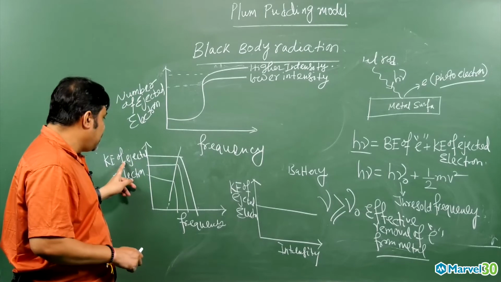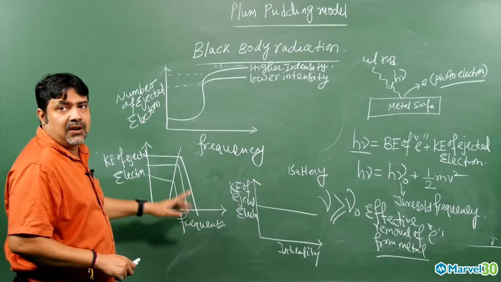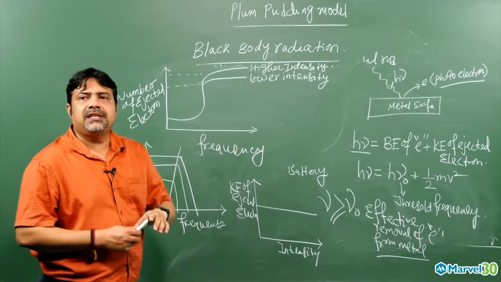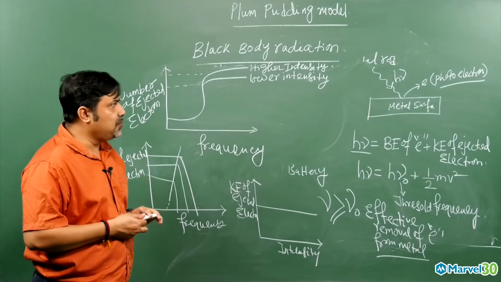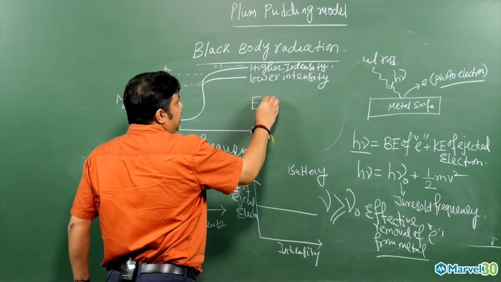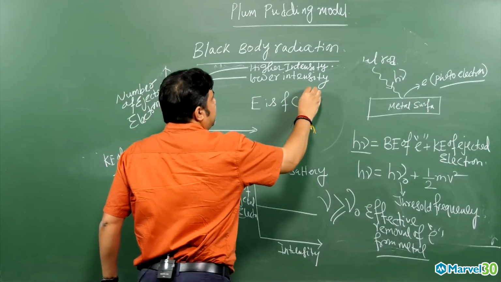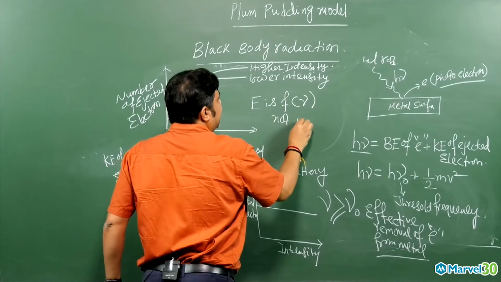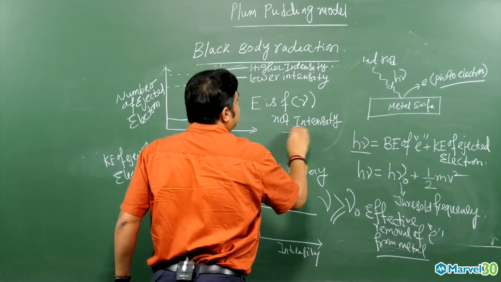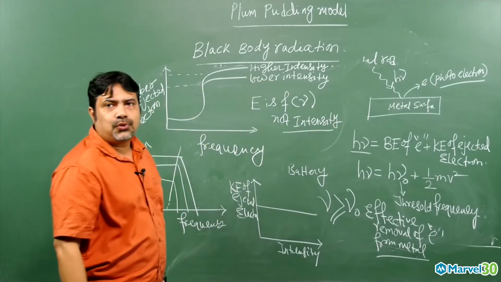Whereas for kinetic energy of ejected electron versus frequency, whenever the frequency increases, the kinetic energy of the ejected electron will increase. So that is why from here also they prove these relations. Energy is a function of frequency, not intensity. This is also proved by the photoelectric effect.